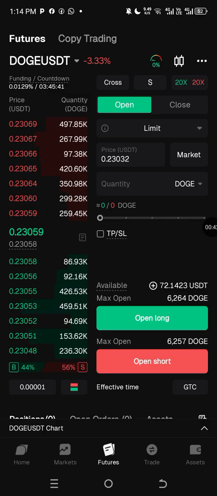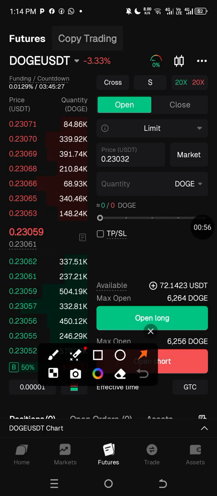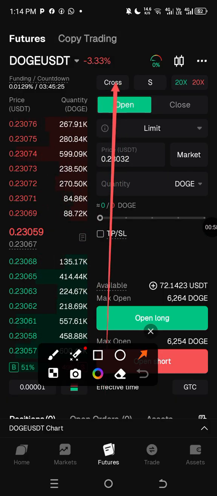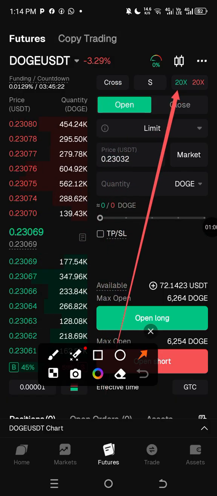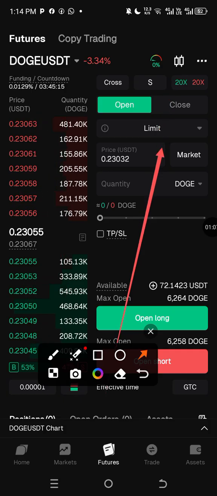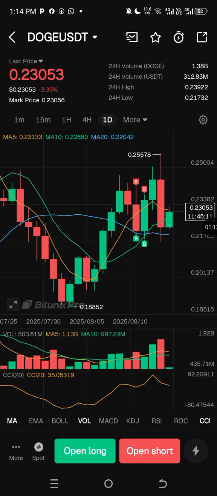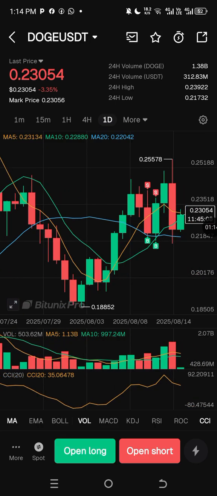Now, here on the BitUnix app, you can see we are on the futures tab and you can see how the interface looks like, similar to other exchanges. On the top here, we have what we call cross. We have our leverage, right? And if you click on this candlestick icon, it will display the chart for you. Let's do that together. Can you see? To display the chart to you.